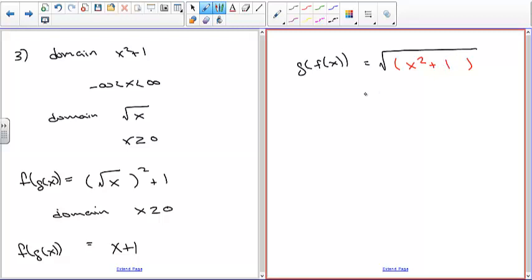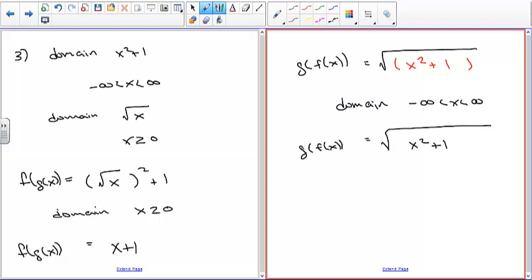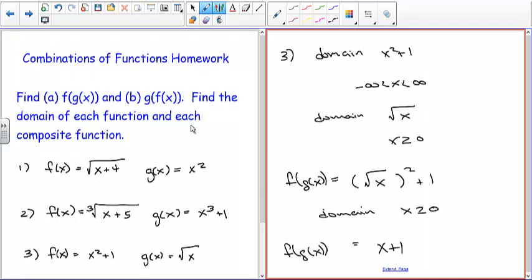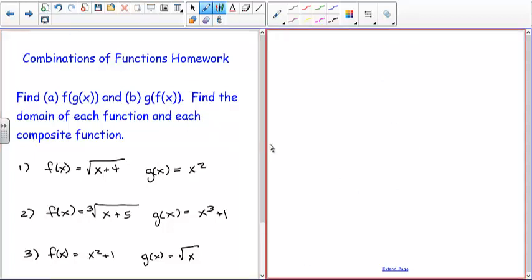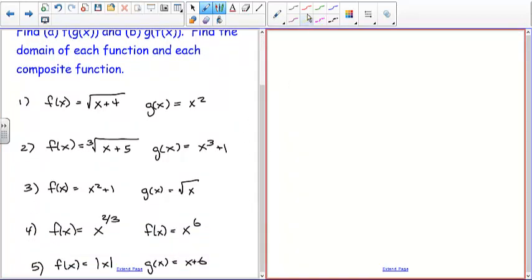So for the second part, the domain is equal to all real numbers. Now the only way I'd simplify this is just take away the parentheses, so I could write the composite function g of f of x as that. So this one doesn't look that much different than the original one. This one does look different when I do simplify it. Okay, and then this last one on this, oh, we got two more.